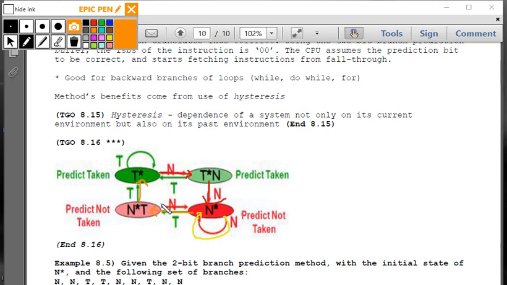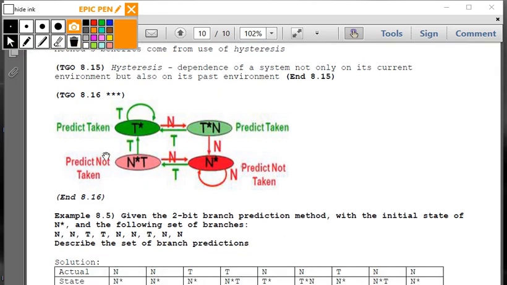And so I'm going to scroll up because we have this example problem, 8.5. What the problem states is, given the 2-bit branch prediction method, so the exam will be draw the finite state machine, and then given this method, with the initial state of N*, and the following set of branches. These are what the actual branch is going to be. So you're going to tell me what the set of branch predictions are.